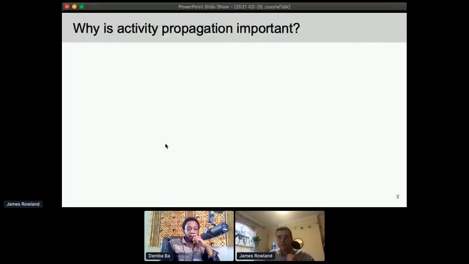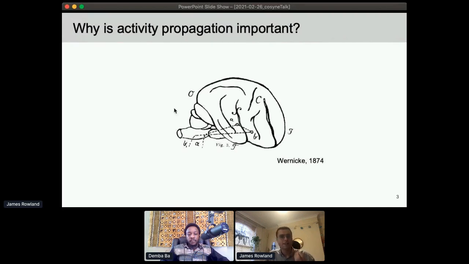So why is activity propagation important to study? We've known that reliable propagation of neural activity between brain regions is critical for healthy brain function for well over 100 years. This goes back to the pioneering work of Wernicke, who showed that every brain region along this pathway, the medulla, the auditory cortex, and the insular cortex, were critical for the production of speech. And disruption to any brain region along this pathway, or the communication between them, prevented regular speech.